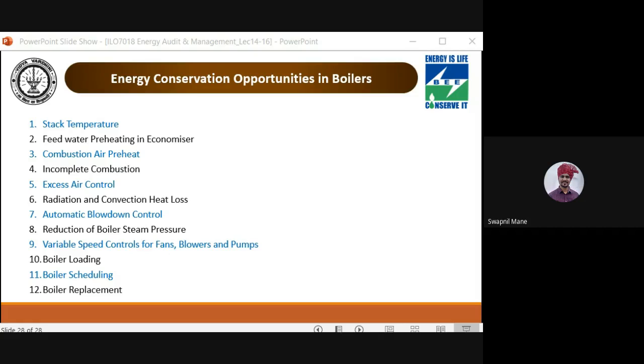Also, if the stack temperature is greater than 200, one must think that there will be a possible waste heat recovery option available on the flue side.